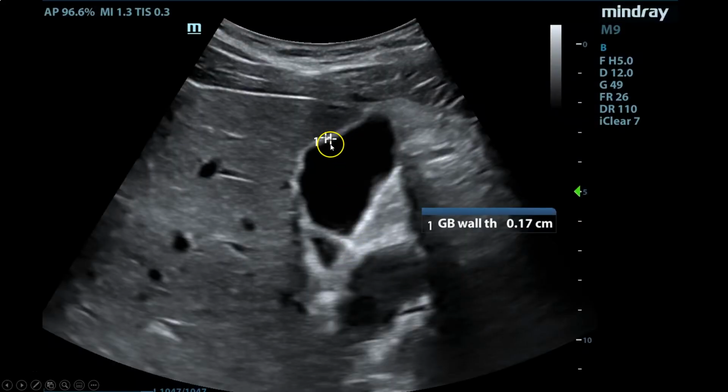Here's an example of how you measure the gallbladder wall. You'll want to be perpendicular to the wall, and then you'll measure the thickness. And a thickness of 0.3 is considered normal.